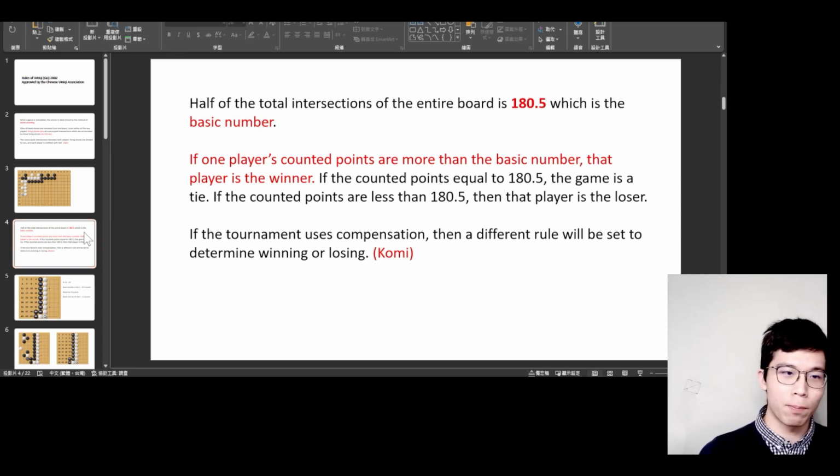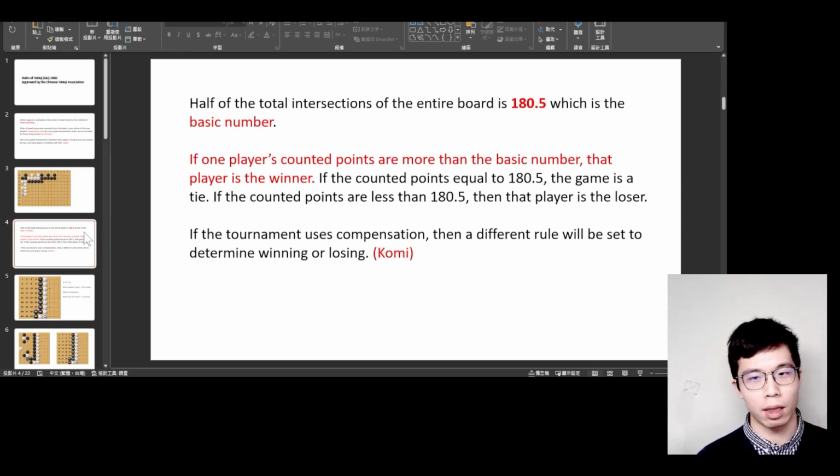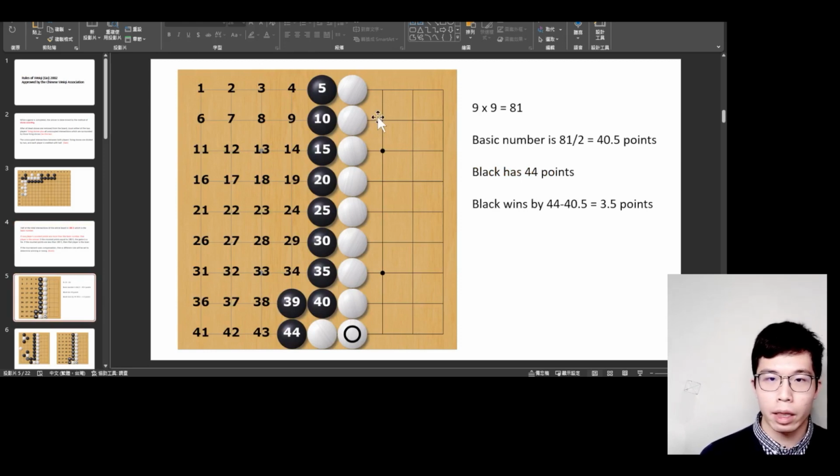This is already different from the Japanese and the Korean counting, because in Japanese or Korean counting, if we have the same amount of territories, then it is a tie. But this would not happen in the Chinese counting. Then let's see some examples of Chinese counting. In this example, we can see there are 44 stones or 44 points for black when we count the living stones plus the territories.